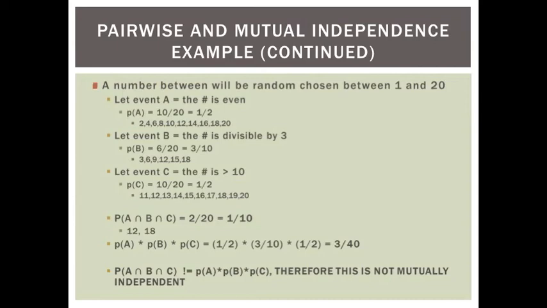Now the intersection of A, B, and C is going to be 2 over 20 or 1/10. And the product of the probabilities of each event is going to equal 3 over 40. Now you can see that because they're not equal, it is not mutually independent.